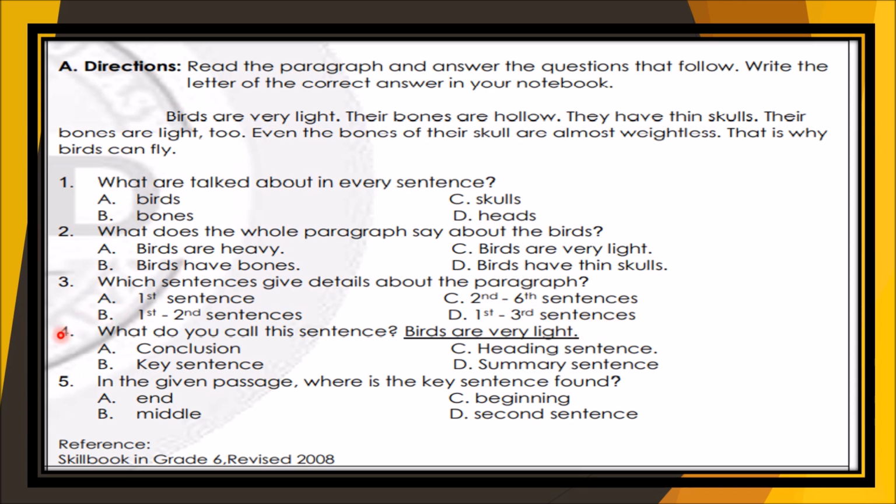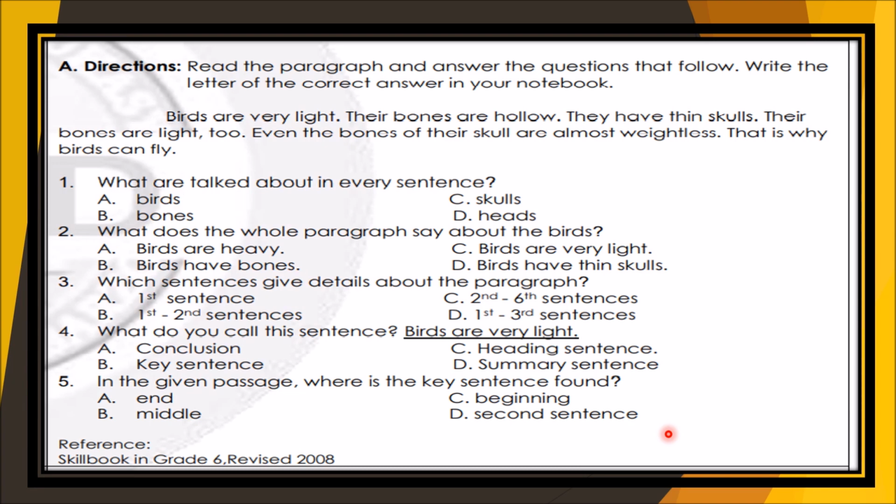Then, in number 4, what do you call the sentence, birds are very light? A. Conclusion. B. Key sentence. C. Heading sentence. D. Summary sentence. And number 5, in the given passage, where is the key sentence found? A. End. B. Middle. C. Beginning. D. Second sentence. Okay, it's time for you to answer now. Okay, I know you can answer it well.